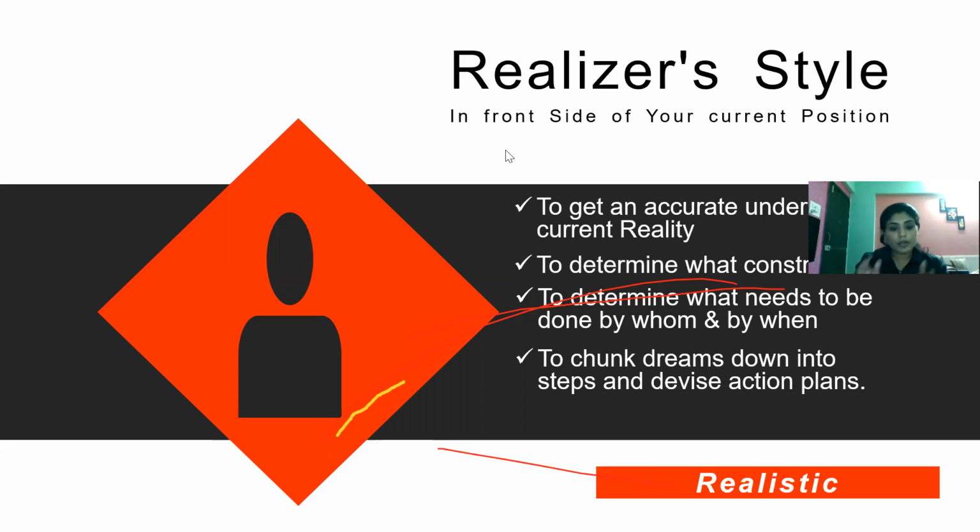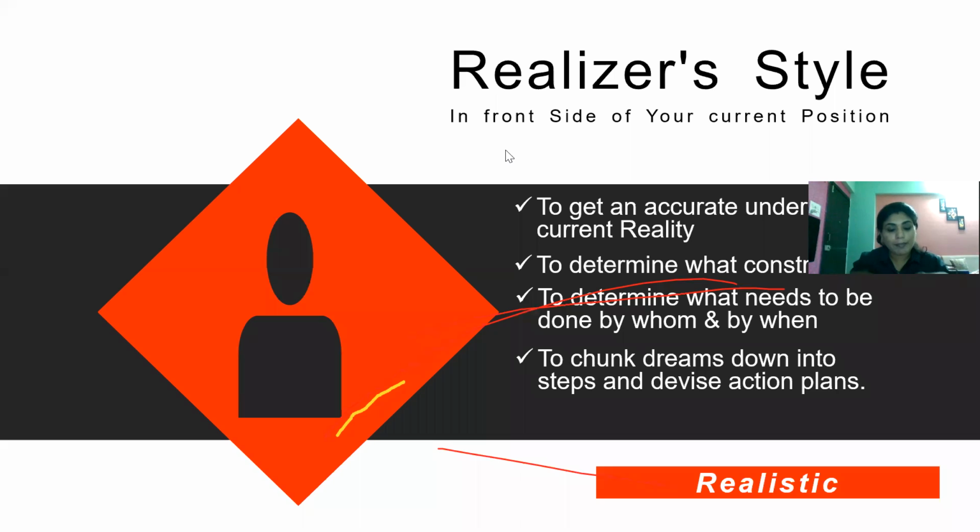So at least he needs to be on that particular path. There needs to be something today so that he could actually plan for that. Otherwise, he needs to plan, take some baby steps, and then go there. So the realizer is someone who is evaluating the current position, then determining what constraints exist.